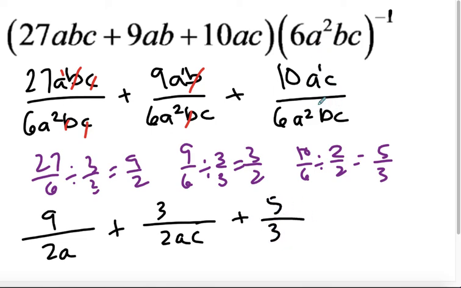A to the first divided by a to the second is the same thing as what we had before, a in the denominator. There is no b to cancel it out, so it stays in the denominator. And my c's will cancel out. There are no like terms here, so that is it. That is your final answer.